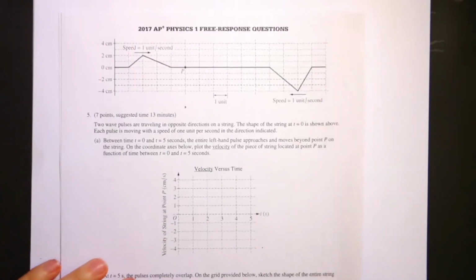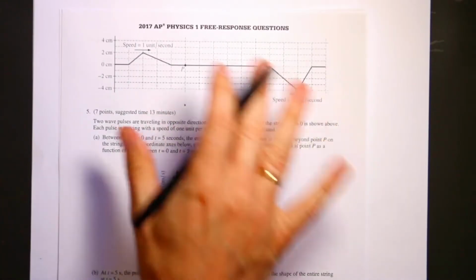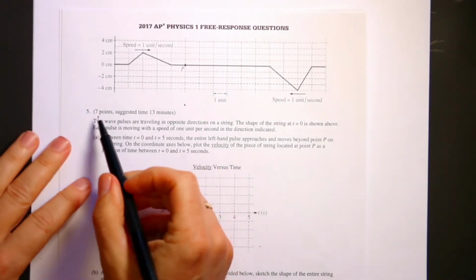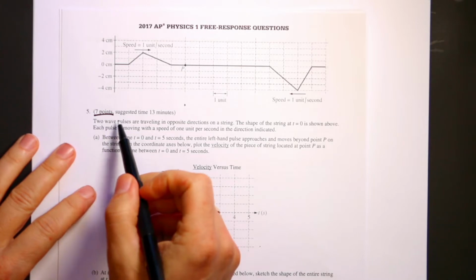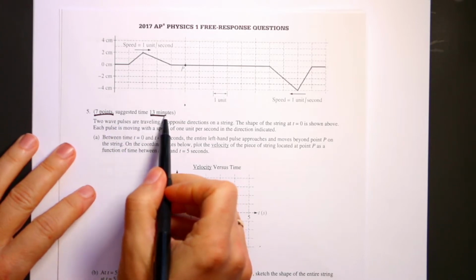Okay, here I am. Cold reading, first time seeing it. And I know the color is not perfect because it's kind of small. I'll write it bigger. So let me just read this to you. 7 points. Suggested time, 13 minutes.